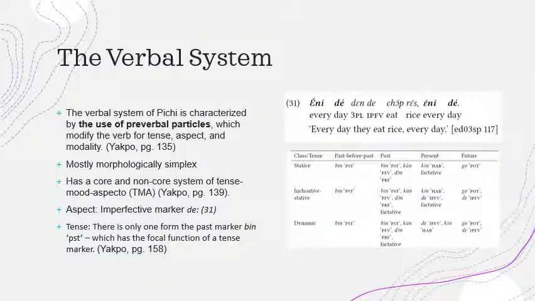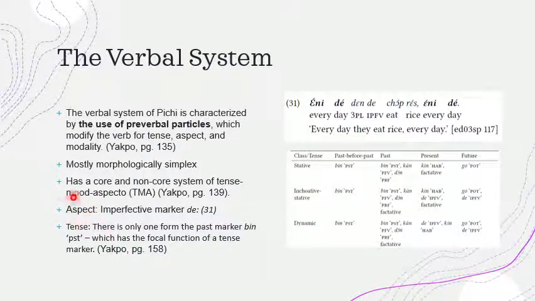So in the verbal system of Peaky, we'll find that it is mostly characterized by the use of pre-verbal particles, which modify the verb for tense, aspect, and modality, which Jakpo refers to as TMA, and it has a core and non-core system, meaning it just changes based on the classes of the verbs, which we see over here is going to be stative, inchoative, stative, and dynamic.